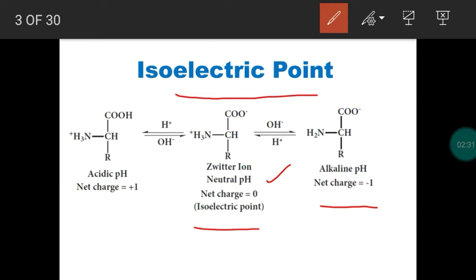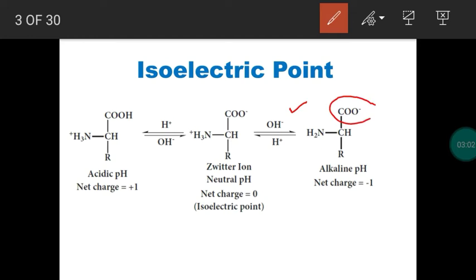Now the pH is increased, like 8, 9, 10, 11, 12. So all these indicate what? The solution is becoming alkaline in nature. So if the pH is more than the isoelectric point, the solution is alkaline. Now what is the tendency of the hydroxide ion? The hydroxide ion will have the tendency of absorbing a proton. So it absorbs a proton from the carboxylic acid functional group. So the amino acid becomes a negatively charged species. Right? So this is the first point.